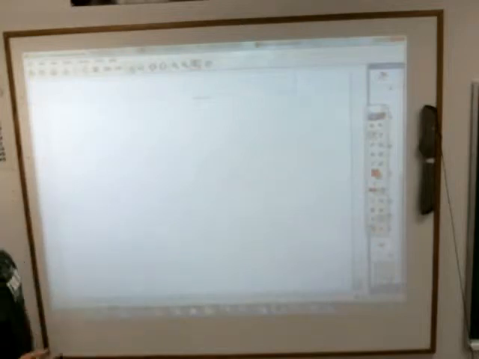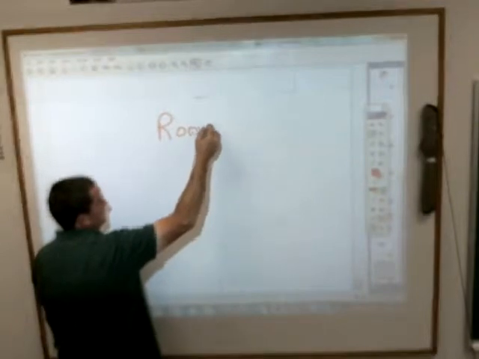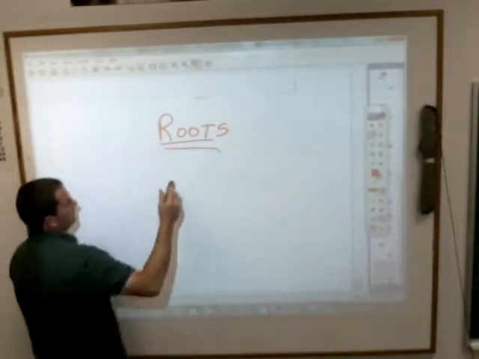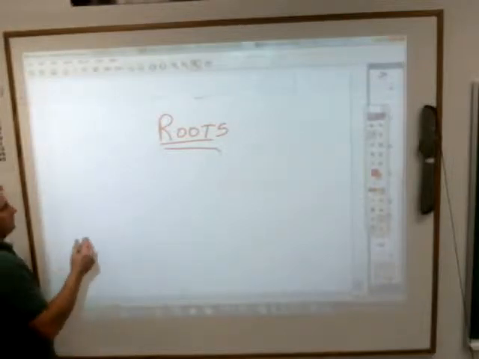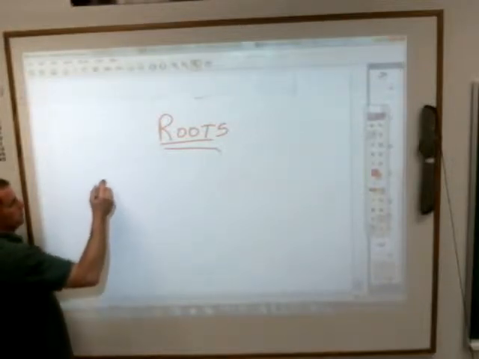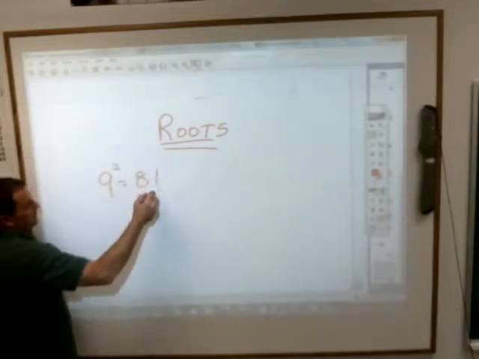Exponents and powers are, on a piece of paper, roots. Roots. Okay. Let me give you, let's just write this down. 9 squared is 81.